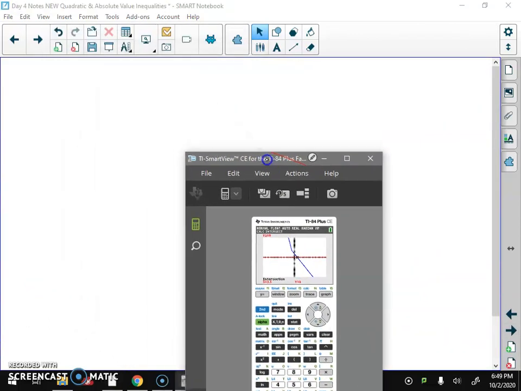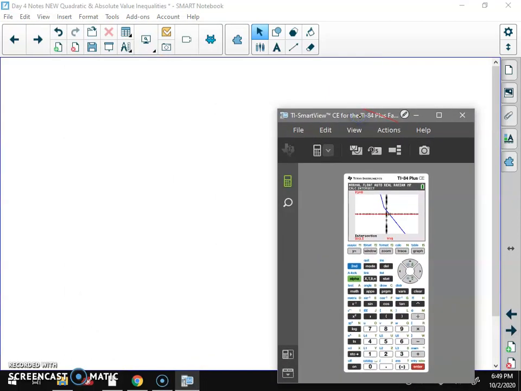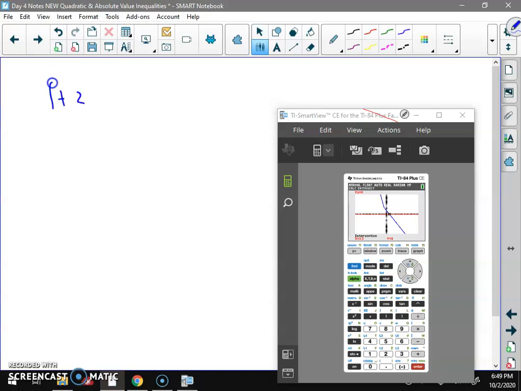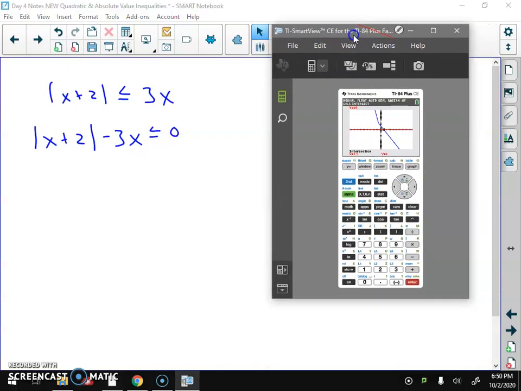If we took our example from earlier in the day, when we had the absolute value of x plus 2 is less than or equal to 3x. Again, it's got that x. I'm concerned about the sign change. Set it to 0. Let's go to our calculator.